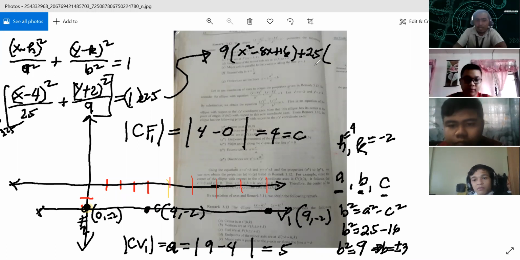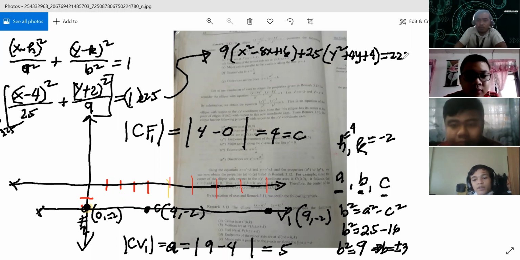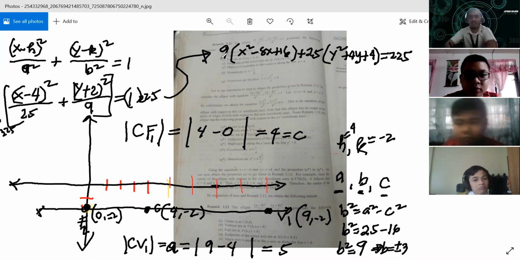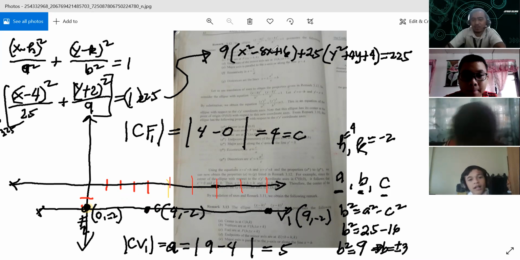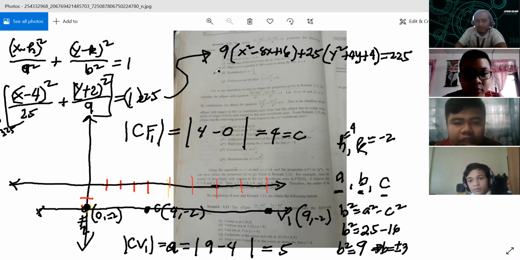If you take the square of this, it will be y squared plus 4y plus 4, equal to 225. We're almost there. Kapit na, no? So we will be distributing each of them. What will be the answer here? Can you dictate it to me, please? 9x squared minus 72x.